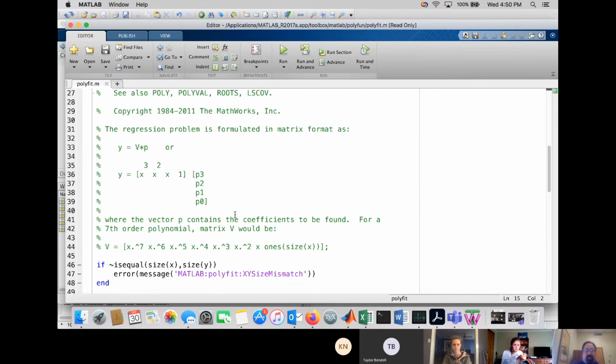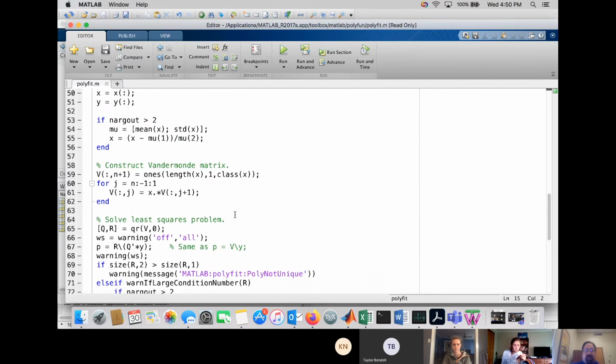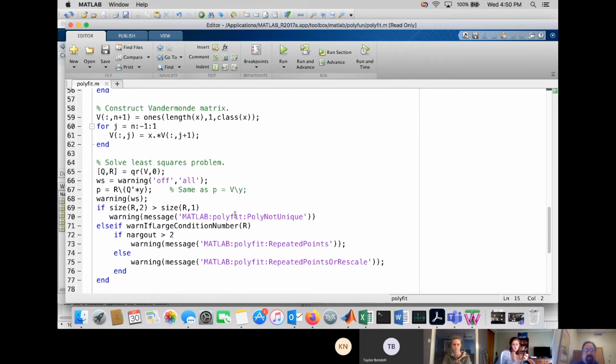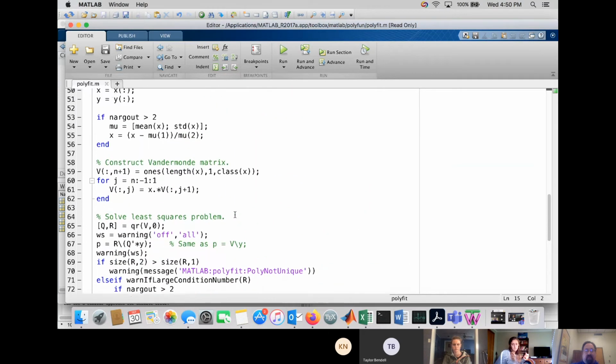So I want to skip past all of that. Now, there's a lot of gobbledygook here that unfortunately I don't really have time to go into, but I can show you the main part of the code. Here, it takes your x values and constructs a Vandermonde matrix from them. And then what it's doing is solving a system involving a Vandermonde matrix and your y values.